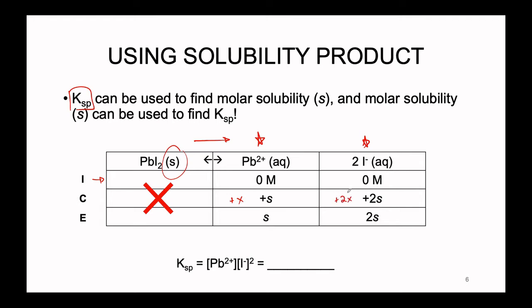Here we can see, though, the notation in this ice table is a little bit different. Instead of an x, we have written an s. So we are not just looking at a plus x or a plus 2x, we are looking at a plus s and a plus 2s. Why do we do this? Well, the reason why is solubility, specifically in units of molarity, is defined by this variable s.